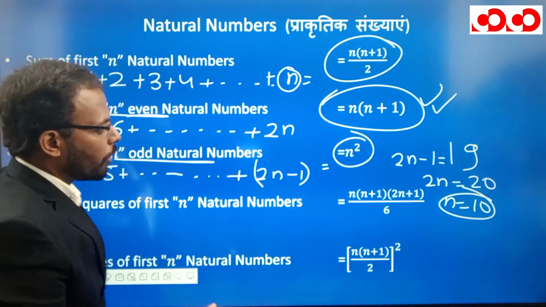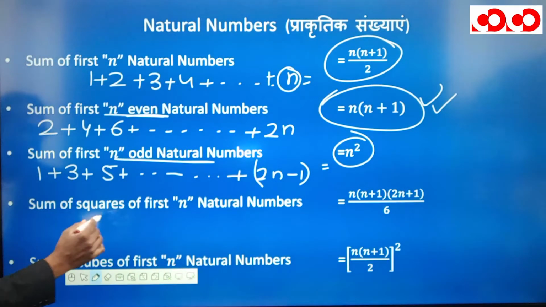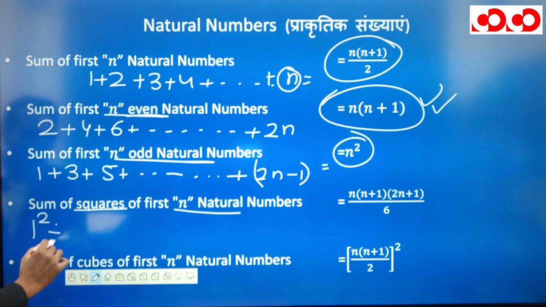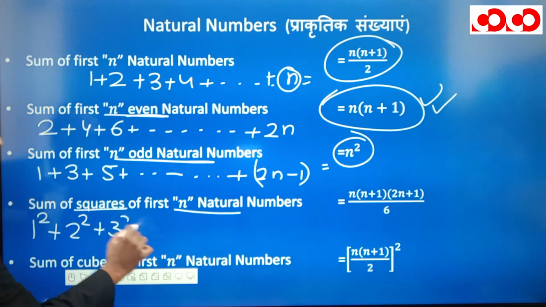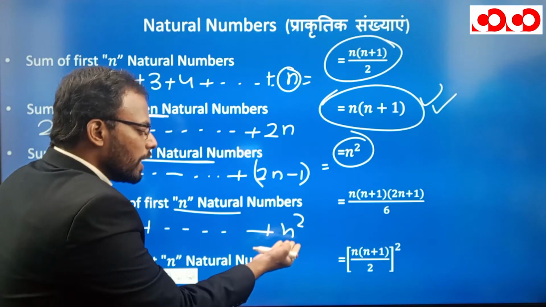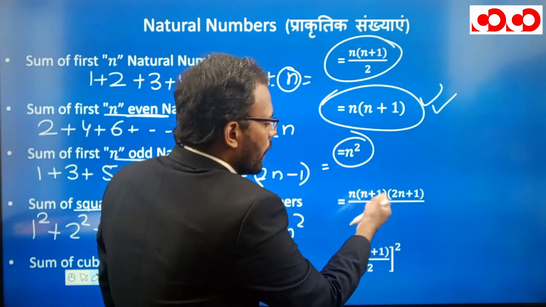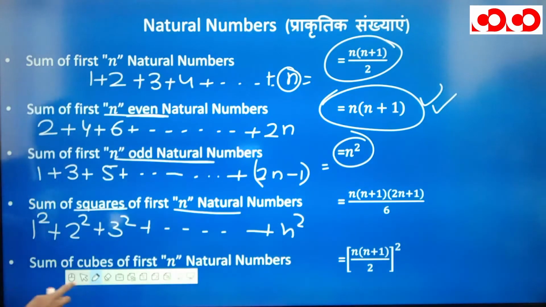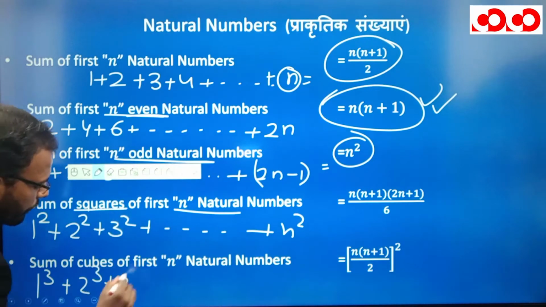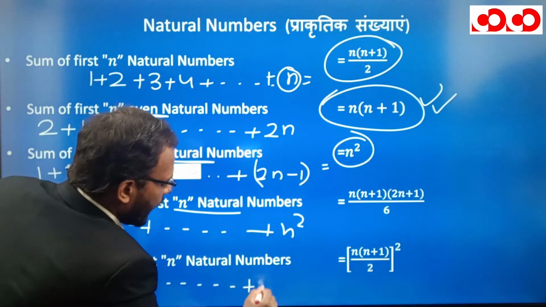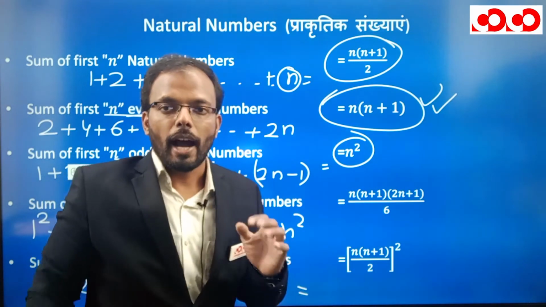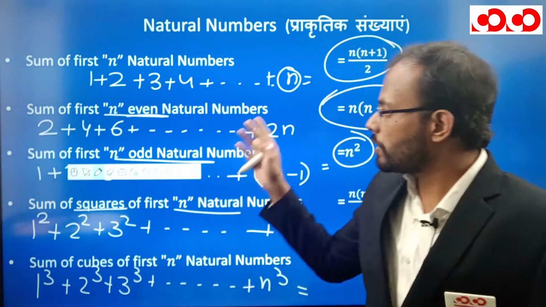Now the next formula. If we see the sum of the squares of the first n natural numbers, it means 1 square plus 2 square plus 3 square and so on up to n square. Again, no confusion here because n is the last term and we are dealing with the square of n itself. It is n into n plus 1 into 2n plus 1 divided by 6. And last but not the least, 1 cube plus 2 cube plus 3 cube and so on up to n cube is equal to n into n plus 1 divided by 2, whole square. I hope you have written all these 5 or 6 formulas.